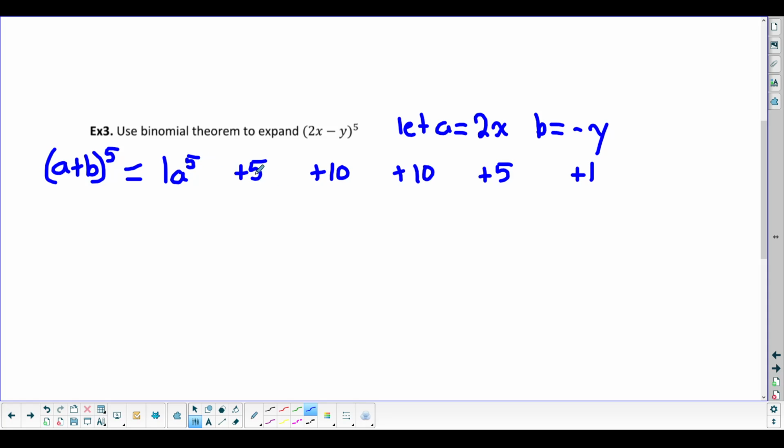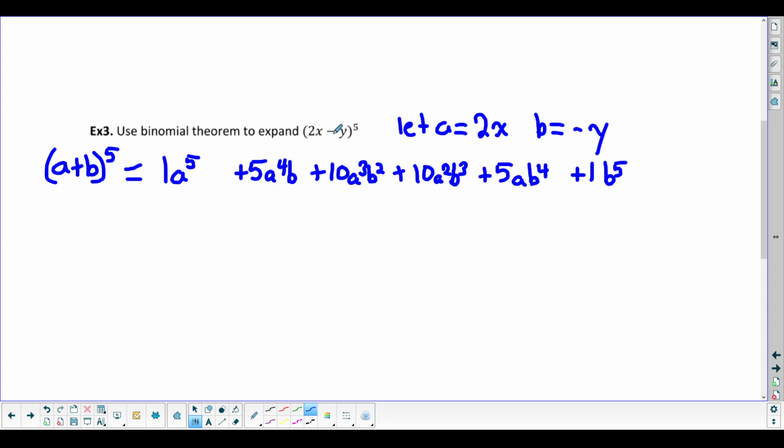a to the 5, a to the power of 4, a to the power of 3, a to the power of 2, a to the power of 1, a to the power of 0, b to the 0, b to the power of 1, b to the power of 2, b to the power of 3, b to the power of 4, and b to the power of 5.